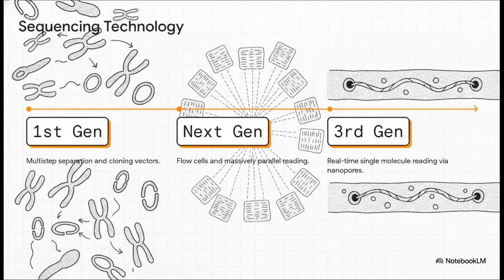Moving right along to Section 2, reading the genetic code through high-throughput sequencing. So once we actually knew where to look, the next step was reading the individual letters, the A's, C's, T's, and G's. And the speed at which this tech evolved is just staggering. First-generation sequencing was a multi-step, painstakingly slow process using cloning vectors. But then we made this massive leap to next-generation sequencing, using Illumina flow cells to read millions of fragments in parallel. And today, we're into the third generation, using nanopores to read single molecules of DNA in real time.